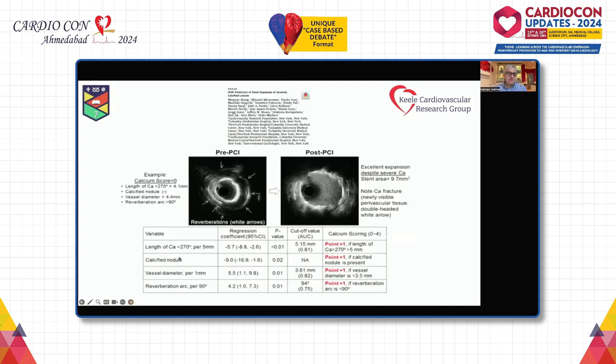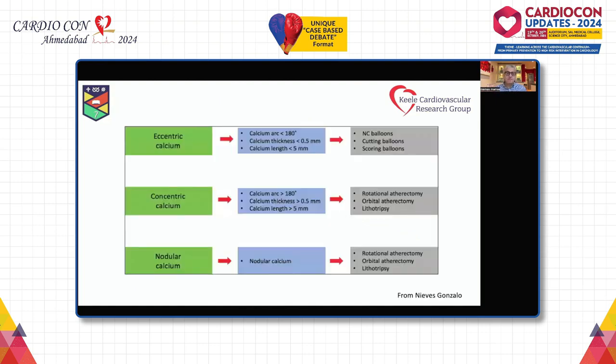We also have similar IVUS criteria. So calcium that's concentric, greater than 270 degrees, greater than 5 millimeters in length, whether a nodule is present, a small vessel, and if you see a reverberation arc, having these features again suggests that you should be using these devices. And this is one algorithm; there are many. This is from Nieves Gonzalo, the director of PCR, and you can see that it's important to think about whether the calcium is eccentric, concentric, or nodular. But certainly, if the arc is less than 180, the thickness is less than 0.5, and the length is less than 5 millimeters, you probably don't need one of these devices. Cutting balloons or non-compliant balloons are adequate.